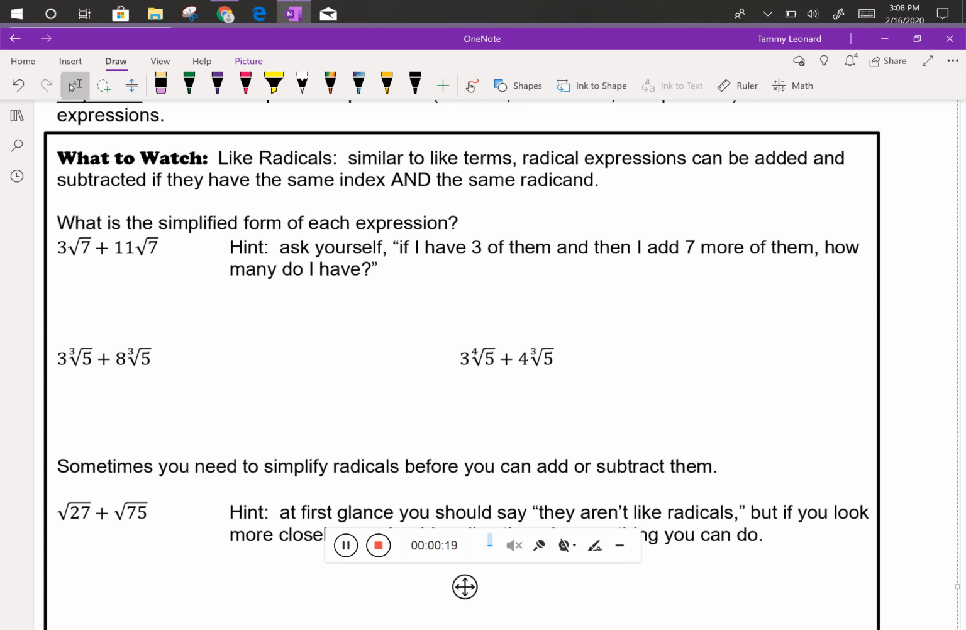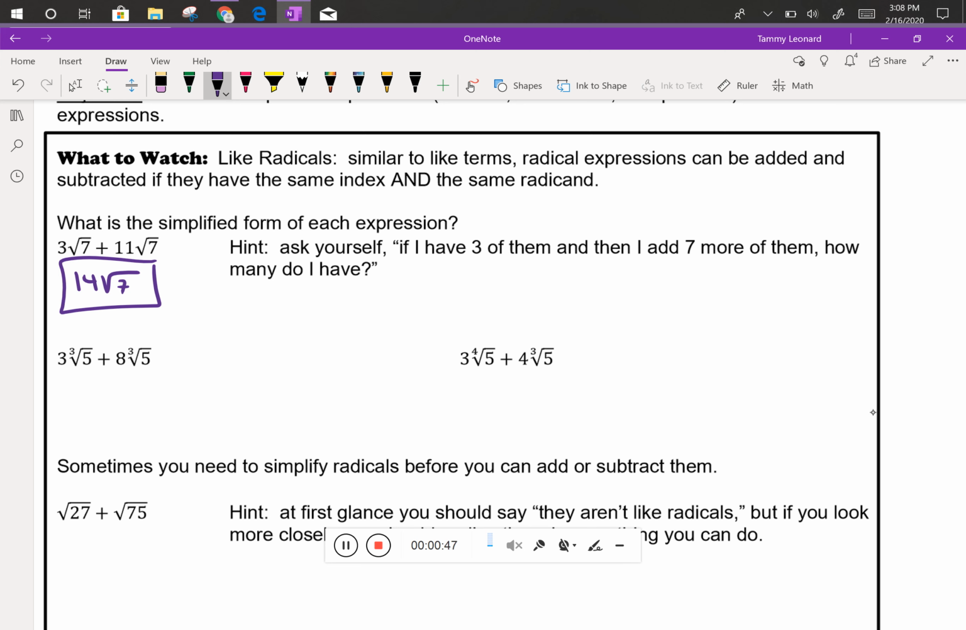If you ask yourself, okay, if I have 3 of these things and someone gives me 11 more of these things, how many of them do I have? Well, I have 14 things. The things just happen to be root 7s. So I can see that I'm really just adding the coefficients. It's 14 root 7 for the final answer. The identity of the radical is unchanged. It's a square root of 7. I just have more of them.